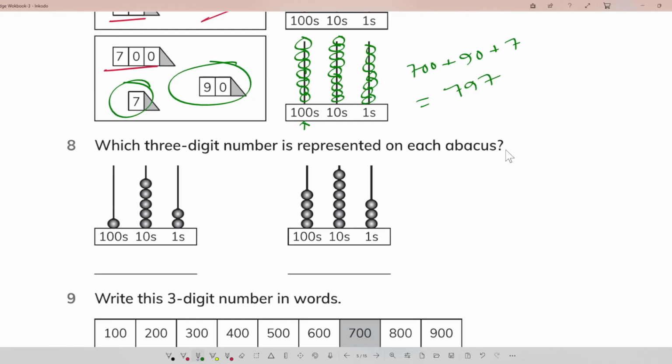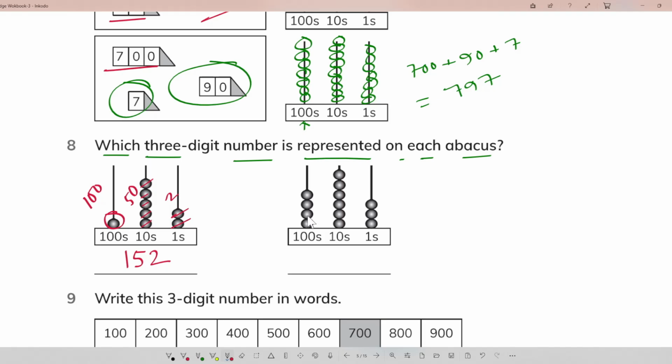Very simple. Now which 3-digit number is represented on each abacus? Look, here is how many tens in this tower? Here these 100 towers, 1 bit, it means 100. Tens, 1 2 3 4 5, 5 means here is 5 tens, it means 50. And here is ones, 2 bits, it means here is only 2. So 100 plus 50 plus 2, here is 152.